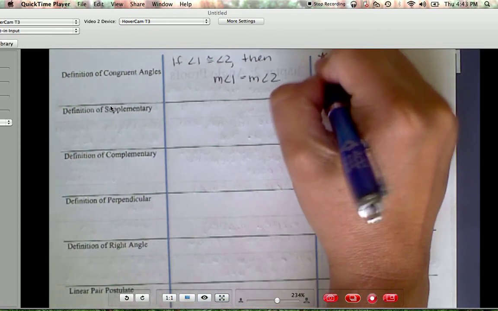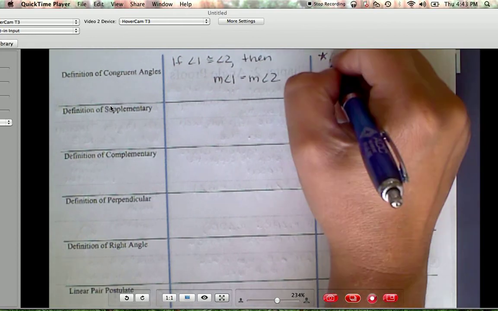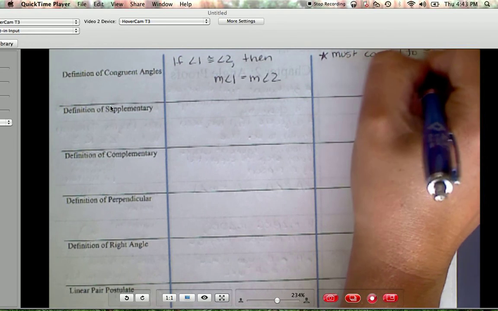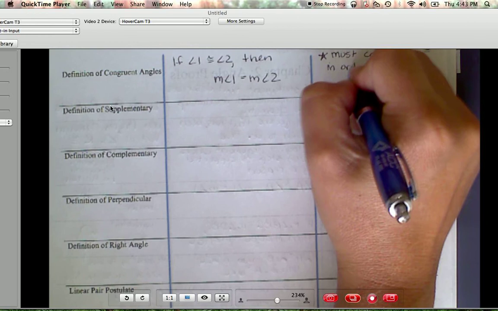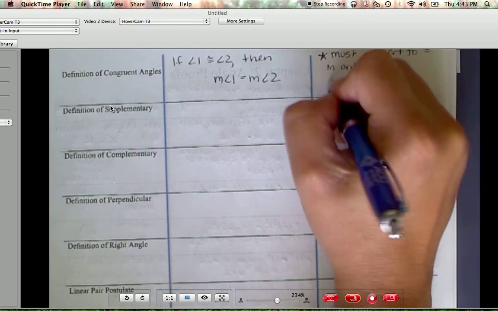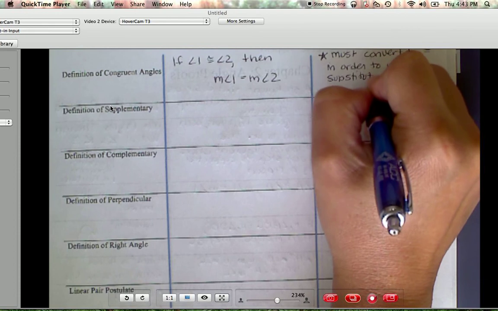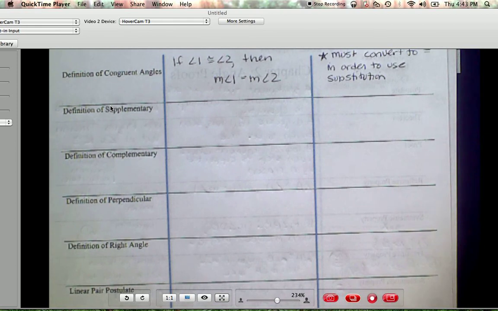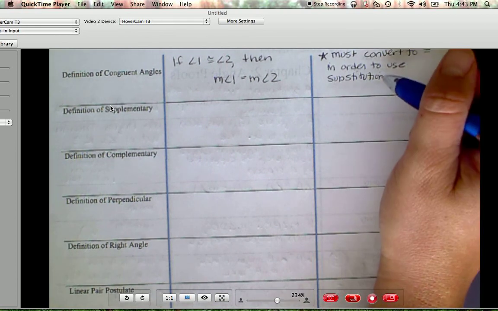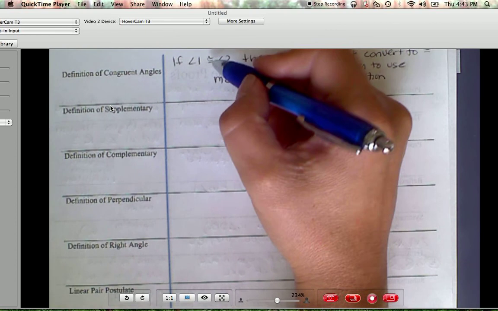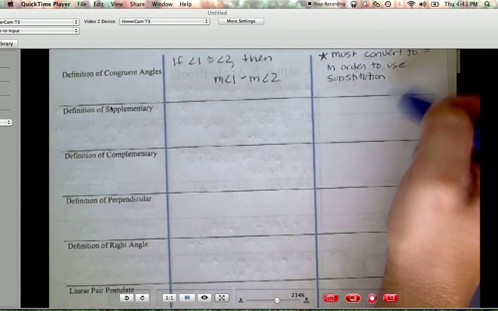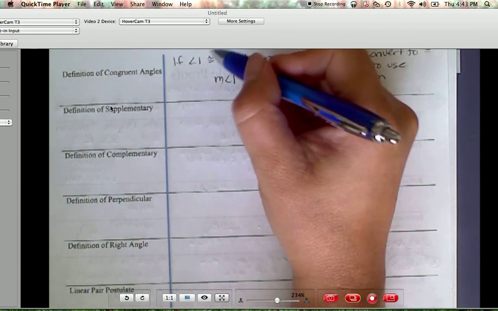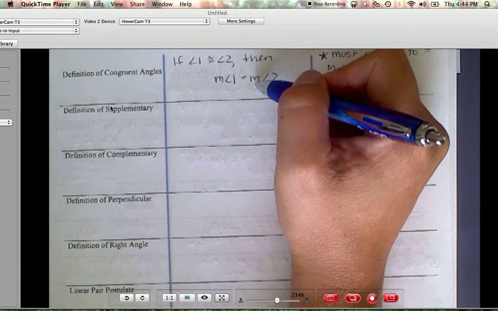And it's important, you think, why should we have to do this? But you must convert to equals in order to use substitution in a proof. And since substitution is one of the most used properties in a proof and one of the most important properties in a proof, oftentimes you'll have to convert from congruence to equality in order to continue on through the proof. So that reason would be definition of congruent angles. Okay? We're just taking it from congruence and rewriting it as equality.